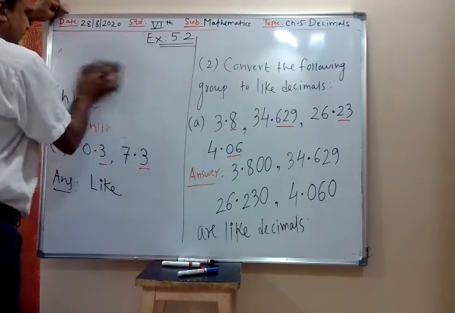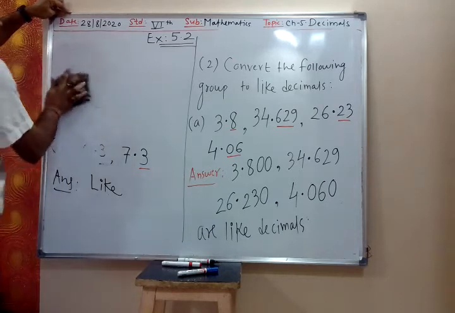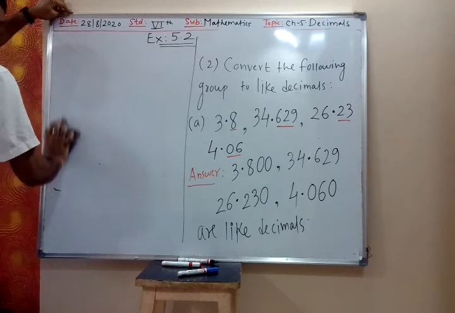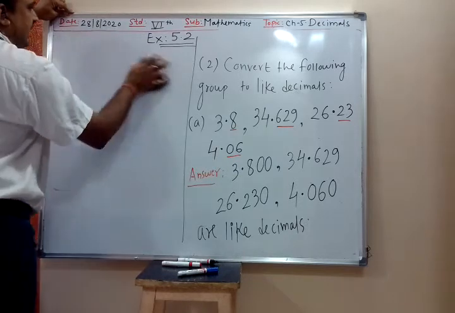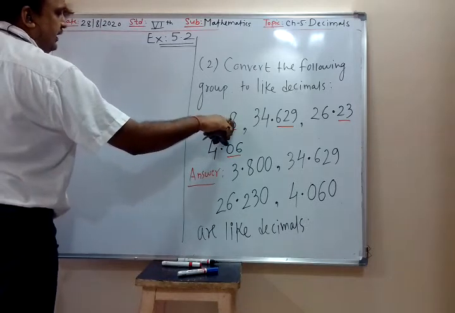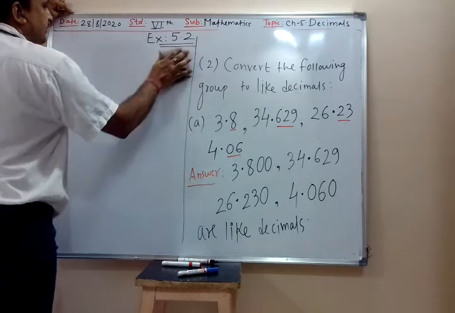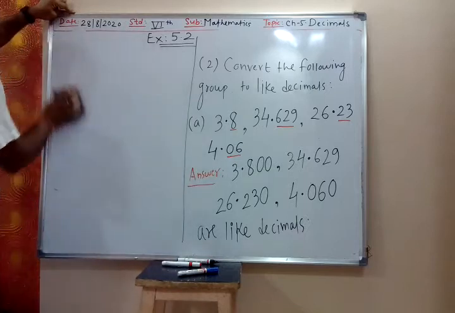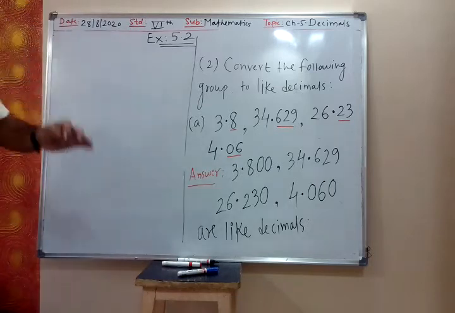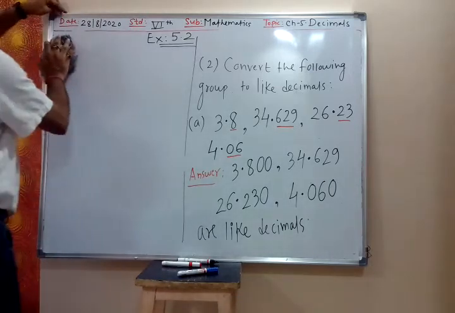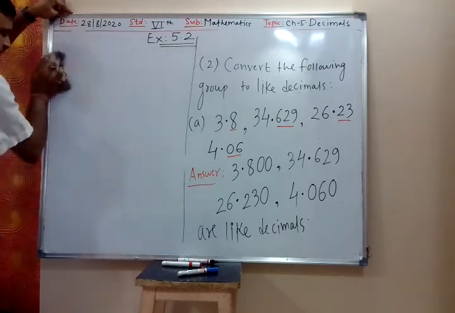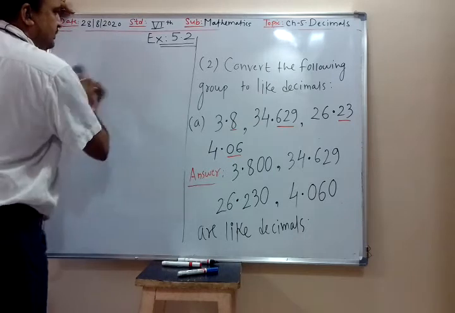Now see here, you will always add zero to the right of the decimal. So 0.8, after 8 I will add 0, not before. We have to always add zero to the right of the decimal. Remember this and keep it in mind.